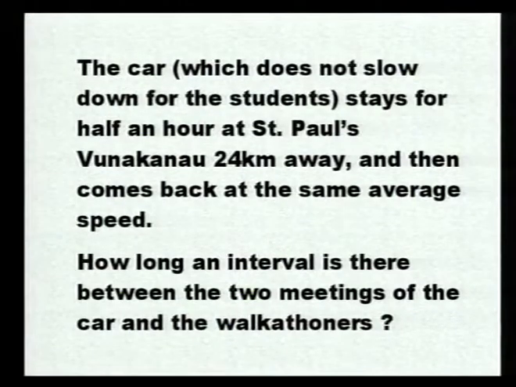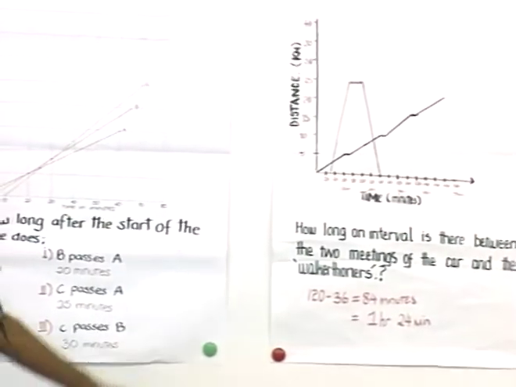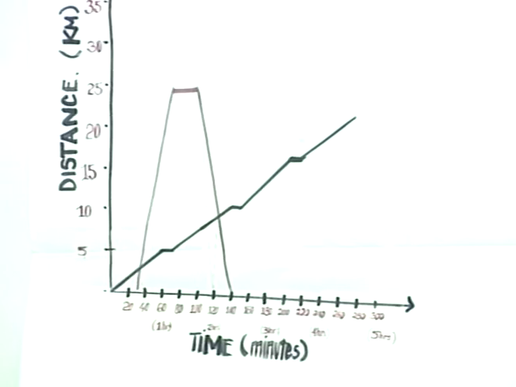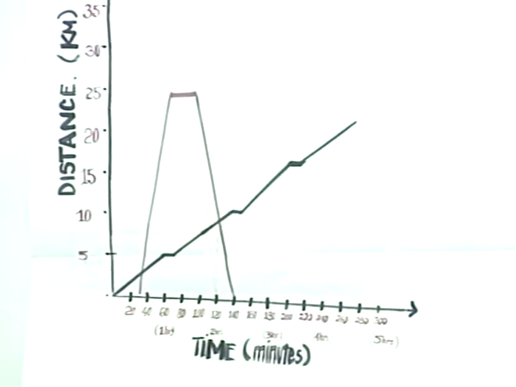The car, which does not slow down for the student, stays for half an hour at St. Paul's Vona Canal, 24 kilometers away, and then comes back at the same average speed. How long an interval is there between the two meetings of the car and the walkathoners?